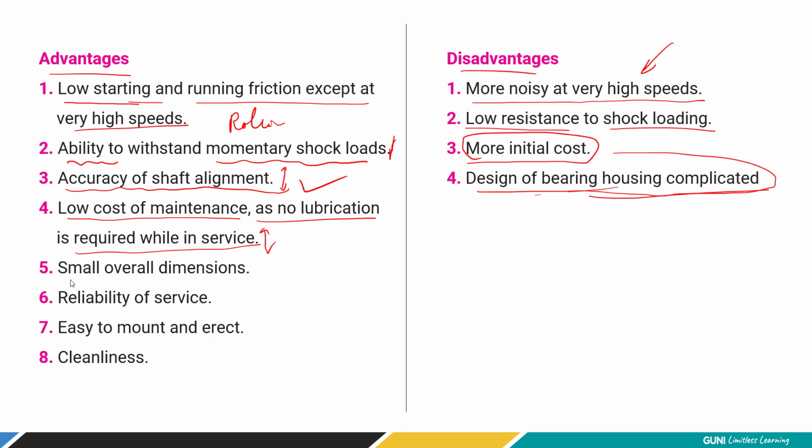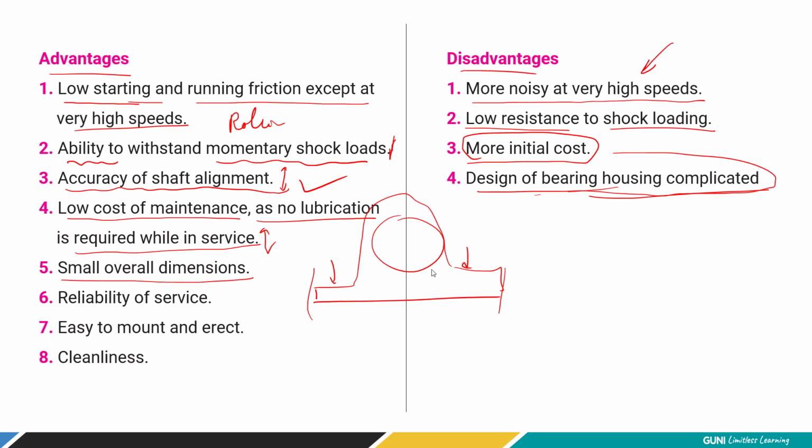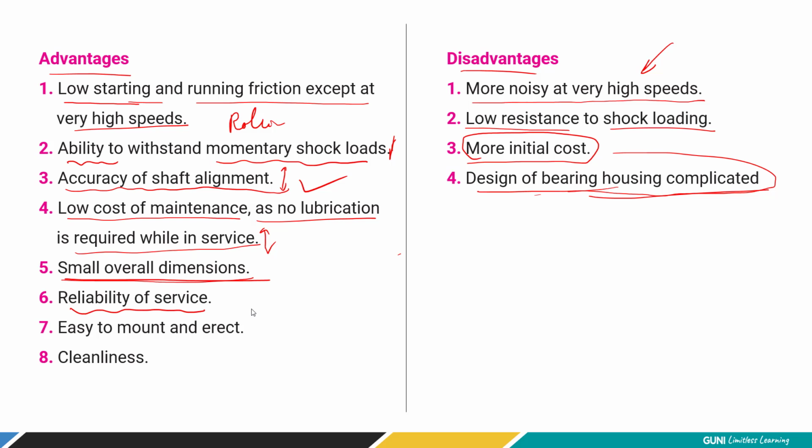Now the fifth advantage, small overall dimensions. If you recall the plain bearings or simply a pedestal bearing, the overall dimensions are high because you need to fix it on a machine frame, right? Then you have to house the journal, then you have the overall outer dimension of the bearing, right? So the overall dimensions of a plain bearing are higher, but in the case of a rolling element or ball bearing, the dimensions are smaller.